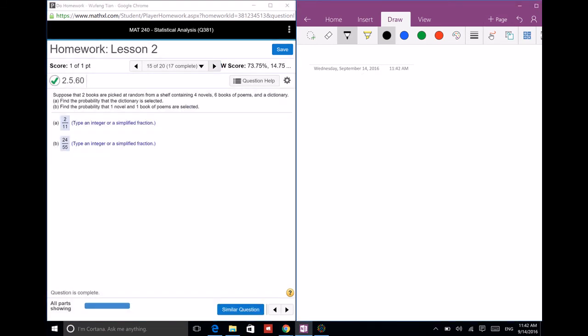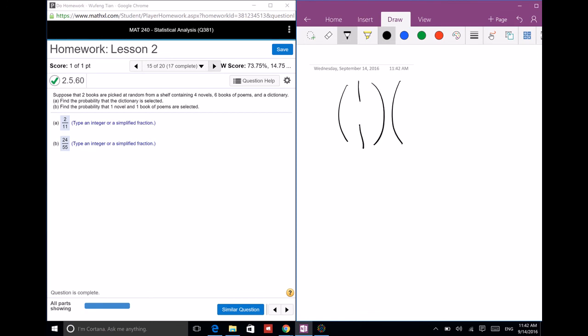Next one. Suppose 2 books are picked at random from a shelf containing 4 novels, 6 books of poems, and 1 dictionary. Find the probability that a dictionary is selected. Okay, so you have to choose 2 books. So the first book is a dictionary. How many dictionaries do we have? We have 1. So choose 1 from 1.